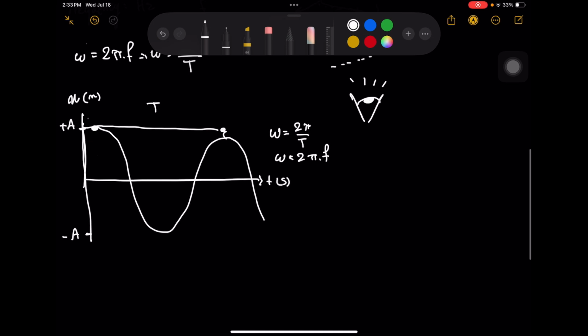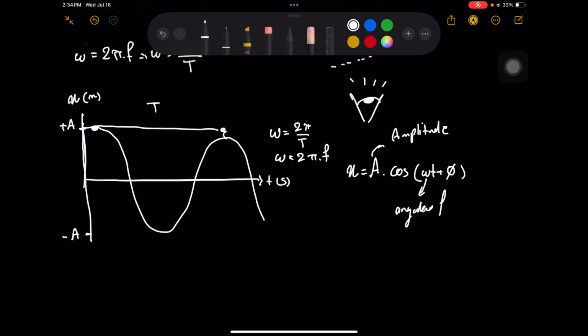It says x, the displacement from the equilibrium position, is equal to A cosine of omega t plus phi, which is our phase. So A is our amplitude, omega is angular frequency, t is time, and phi is the phase constant. So now try to learn this equation.